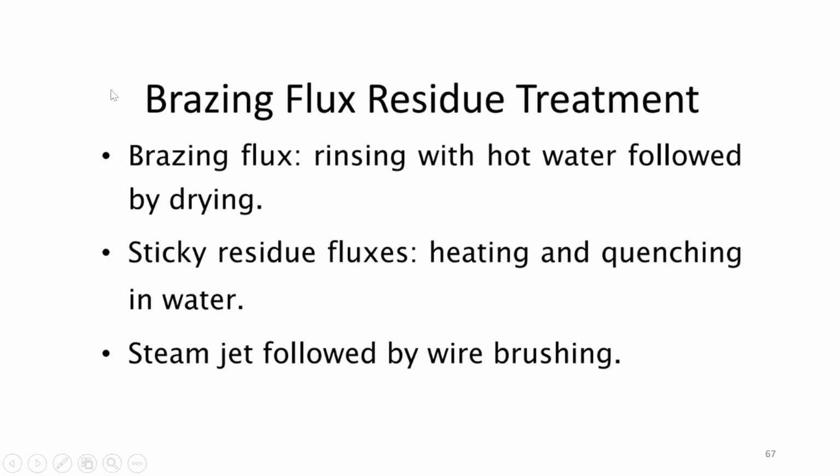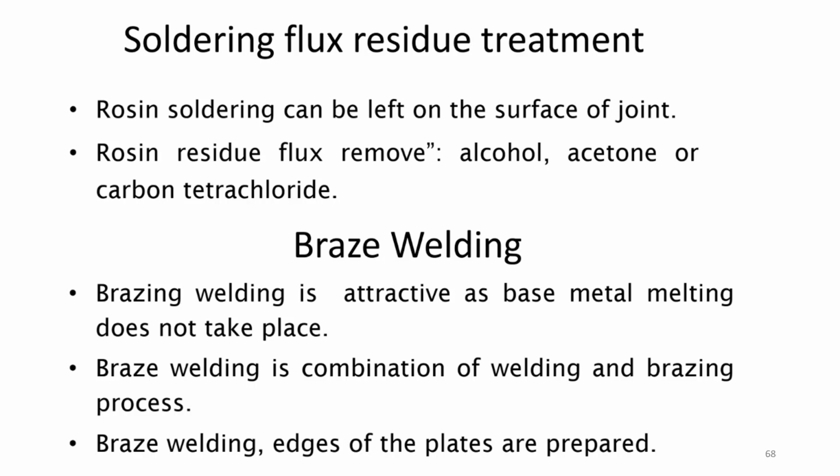Brazing flux residue treatment. In the case of brazing flux, it is rinsing with hot water followed by drying. For sticky residue fluxes, it is heating and quenching in water, then stream jet followed by wire brushing. In the case of soldering flux residue treatment, rosin soldering flux can be left on the surface of the joint. Rosin residue flux can be removed using alcohol, acetone and carbon tetrachloride.